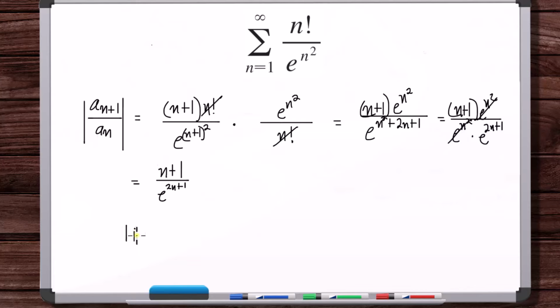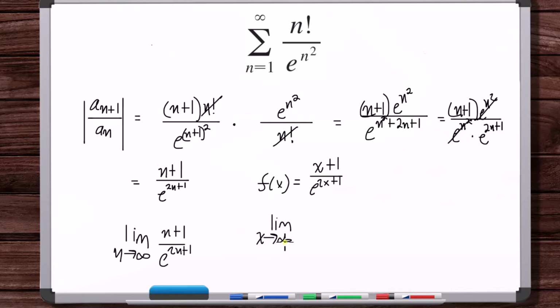There we go. So what is the limit? Okay, let's write this as a function of x. Okay, there's no issue there. So now let's take the limit as x goes to infinity. As x goes to infinity, the numerator and denominator go to infinity, so L'Hopital's rule, and we've got 2e to the 2x plus 1, and this goes to 0, which is less than 1, so convergent.